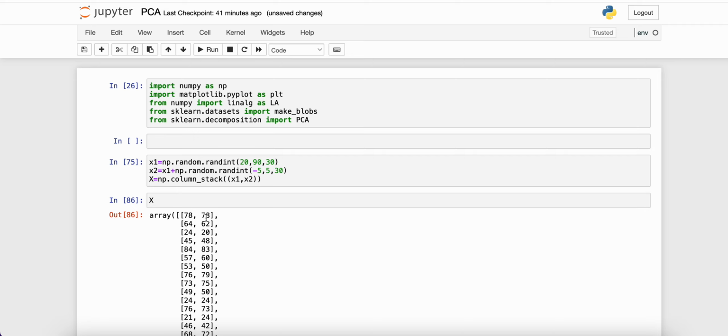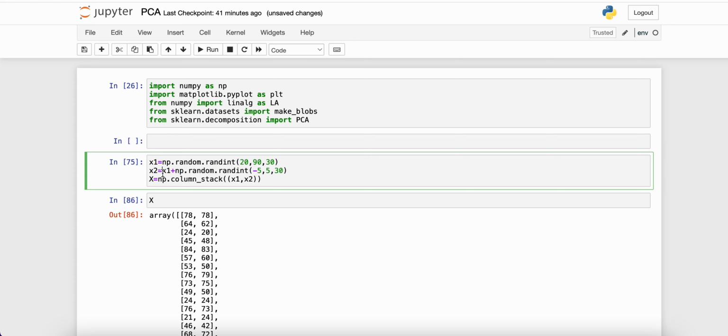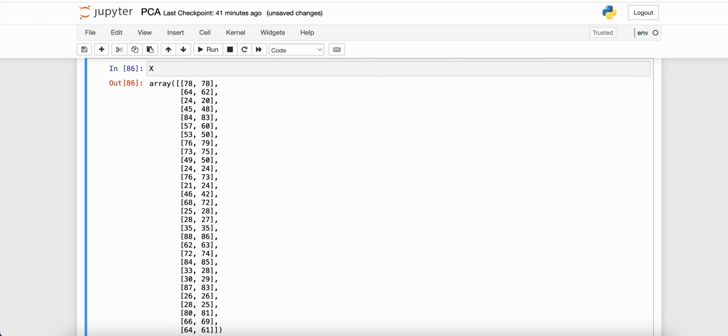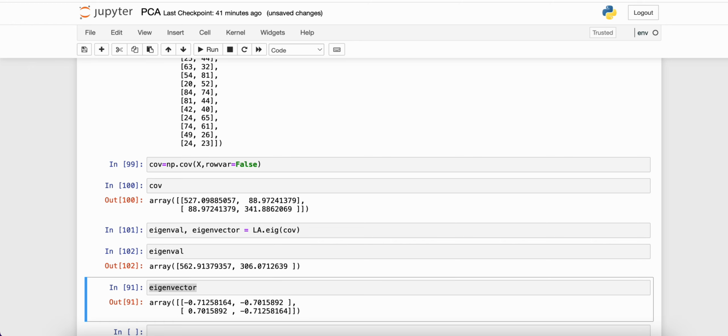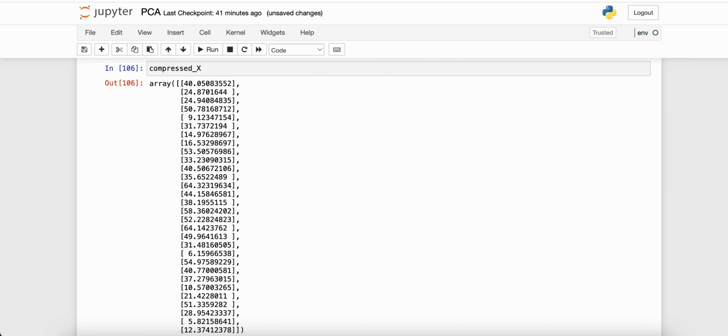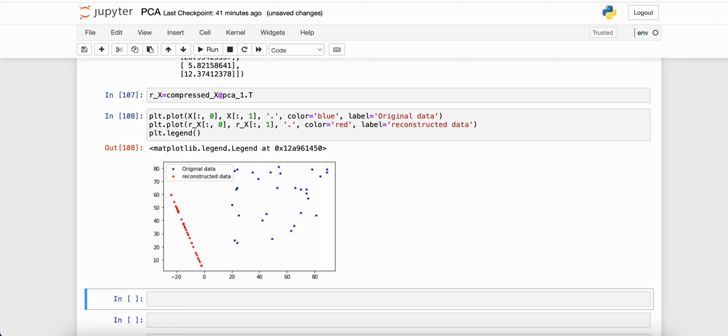So let's imagine that there is no linear relationship between the two features. We can do that by getting rid of this linear relationship, and let's see if it still makes sense to compress this data and then reconstruct it. As you can see, this is the reconstructed data, and these are the original data points, and there is hardly any similarity between them. So in this case, it doesn't make sense to compress this data using principal component analysis.